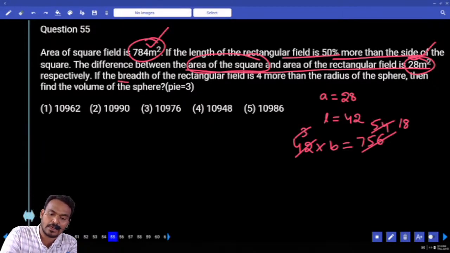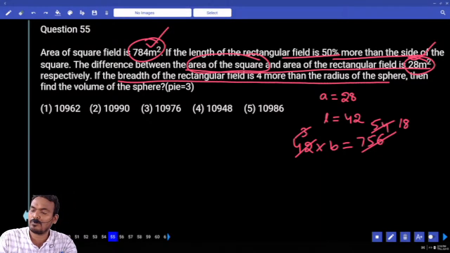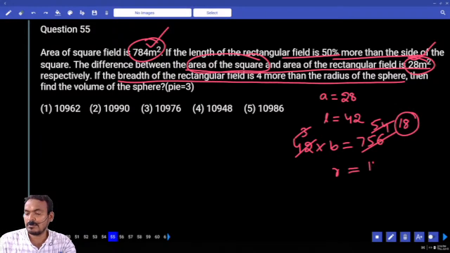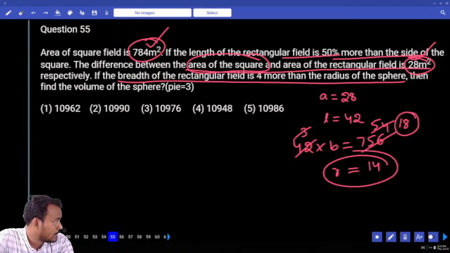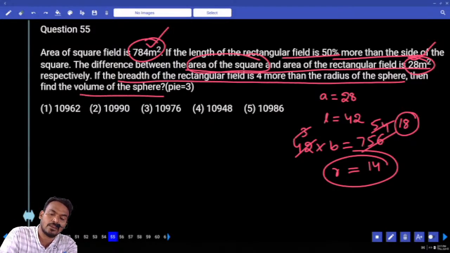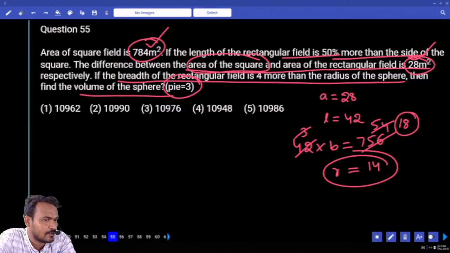What is the condition here? The breadth of the rectangular field is 4 more than the radius of the sphere. Already the breadth value is 18. Means radius is how much? 14. Breadth is 18, which is 4 more than the radius of the sphere. Means the radius of the sphere is 14. What is the question here? Volume of the sphere. But the pi value you consider 3. Then the answer must be other than an 11 multiple, because in place of pi the value 3 is already taken.